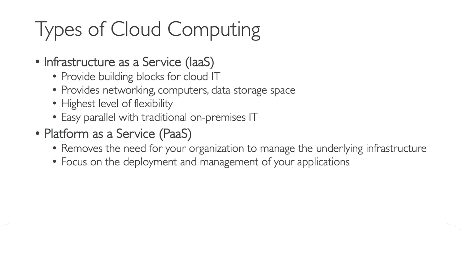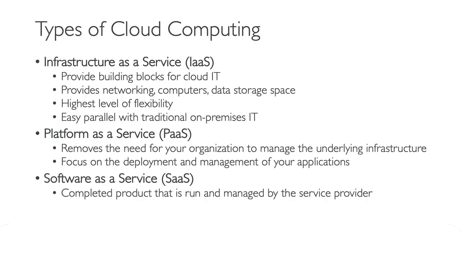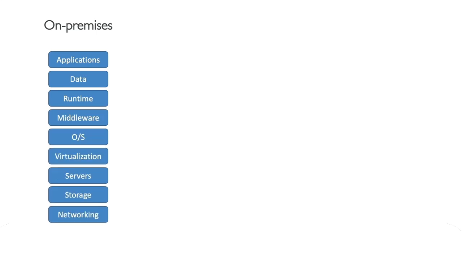And then one step even further is Software as a Service, or SaaS. This is a completed product that is going to be run and managed by the service provider. So if you want to compare all these things, well, let's take an example. On premises, you're going to manage everything. So your applications, your data, your runtime, your middleware, the operating system, virtualization, servers, storage, and networking.